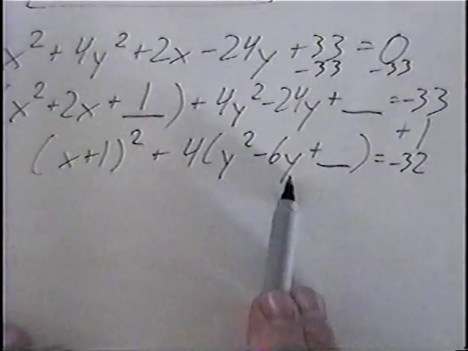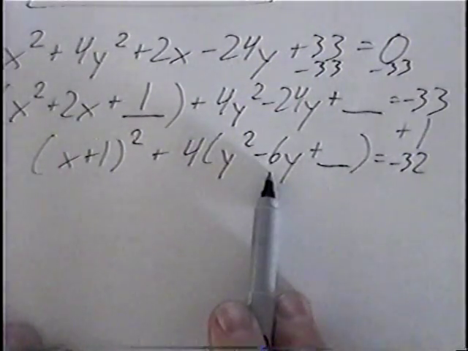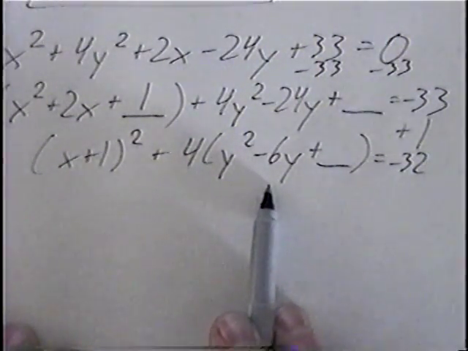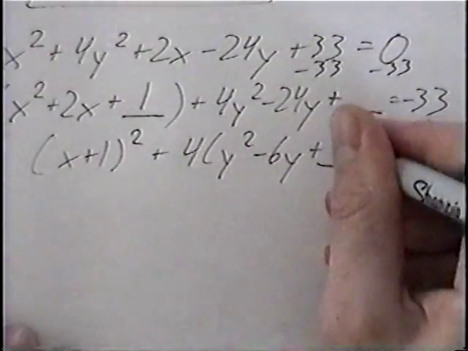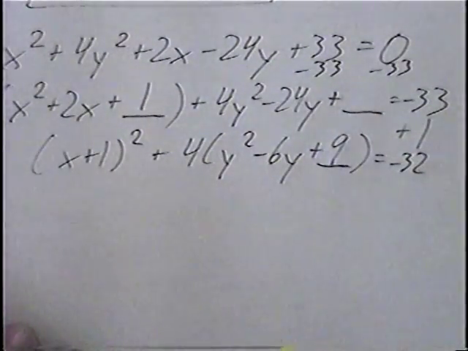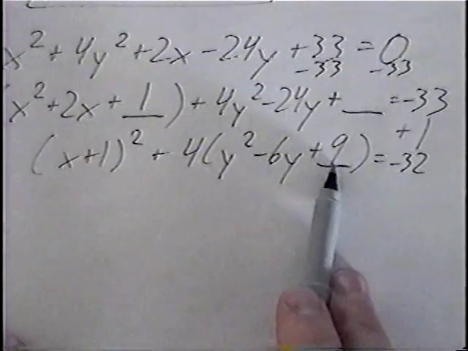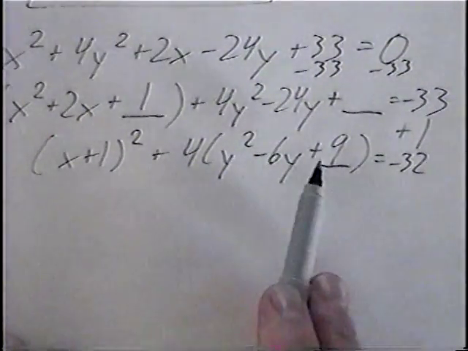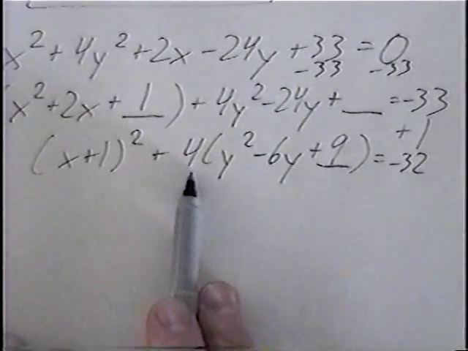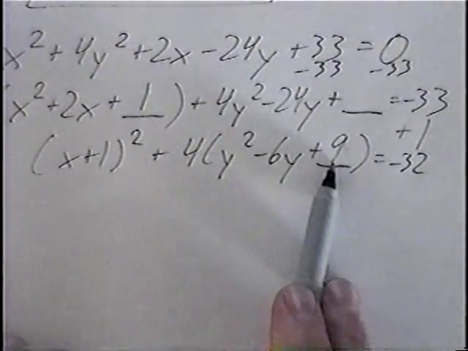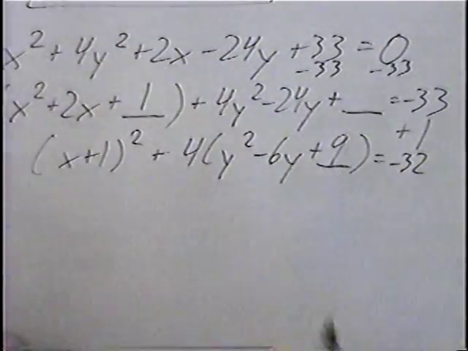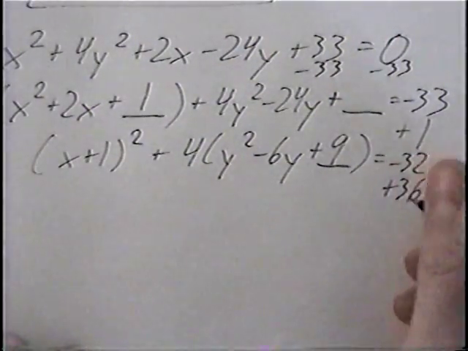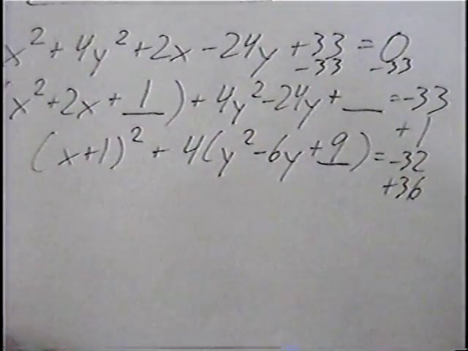If we complete the square on the y value, negative 6 divided by 2 would be negative 3, squaring that would be 9. So we're adding 9 to the y so we can factor. There's a 4 outside the parentheses though, so instead of adding 9, we're actually adding 36. So if we add 36 to one side, we'll add 36 to the other side.